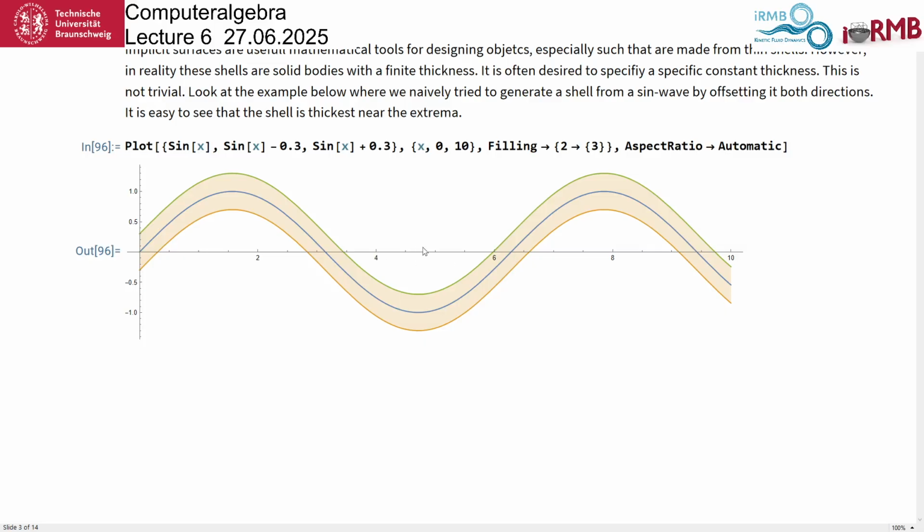So if you wanted to control it, you would rather make it thick here and thin there. Yeah? So what's the problem? The problem is if you naively just move this up and move it down, you do not get a surface with finite thickness, because the way you're moving it is not normal to the surface. You're always moving 0.3 up, right? So you're moving 0.3 up.